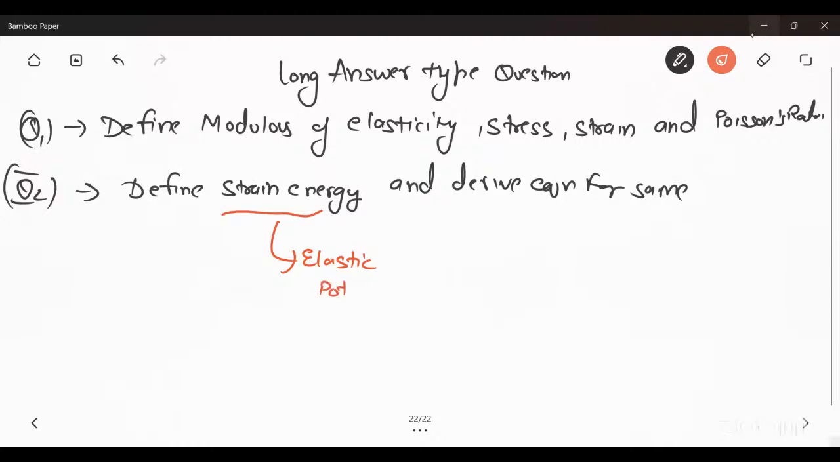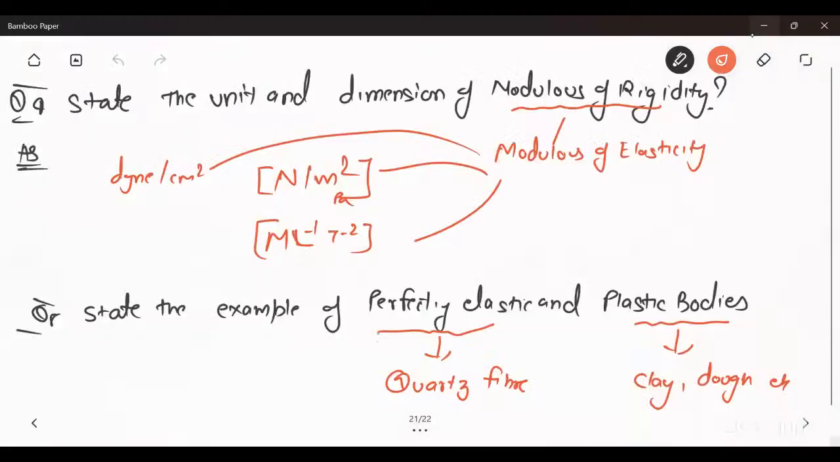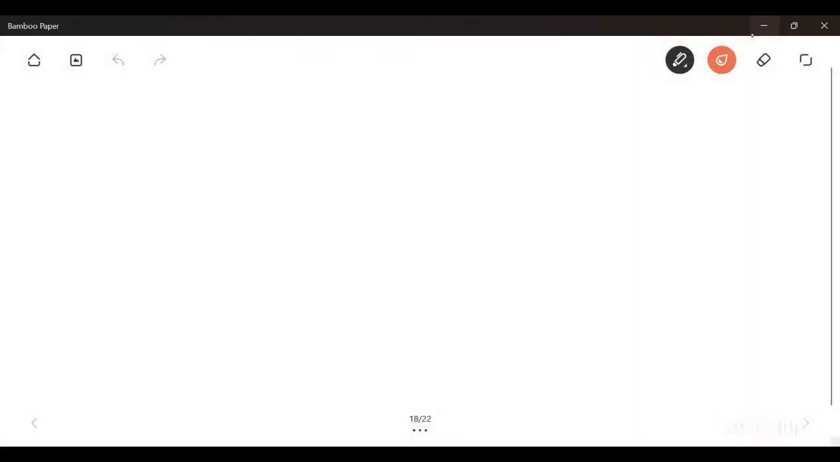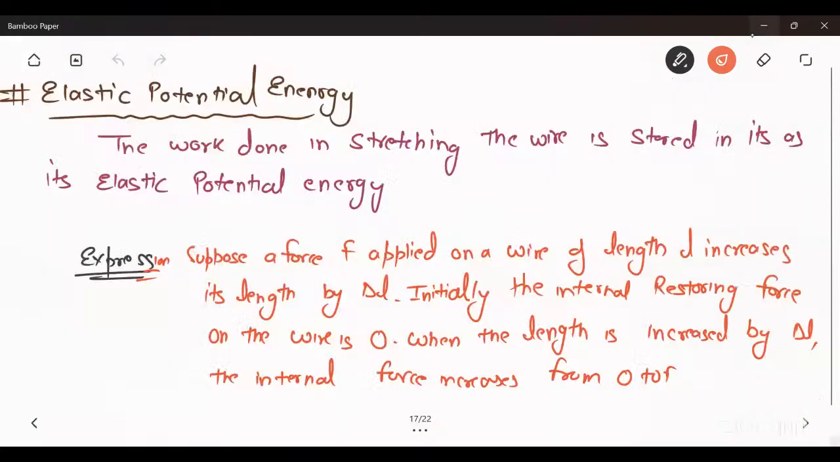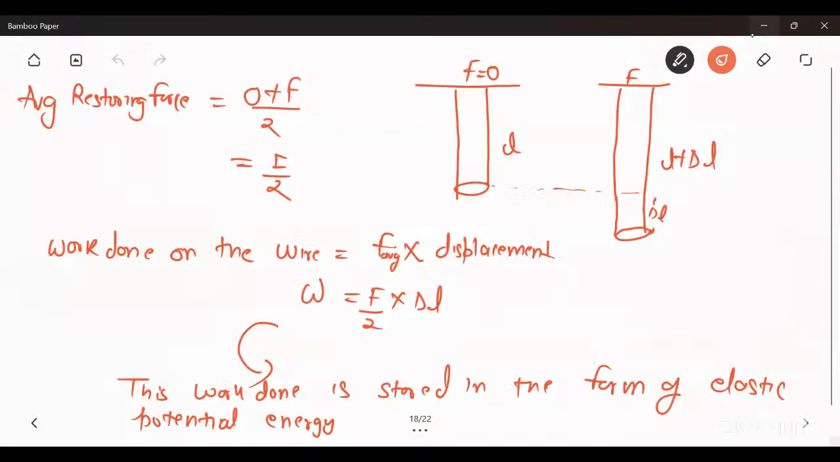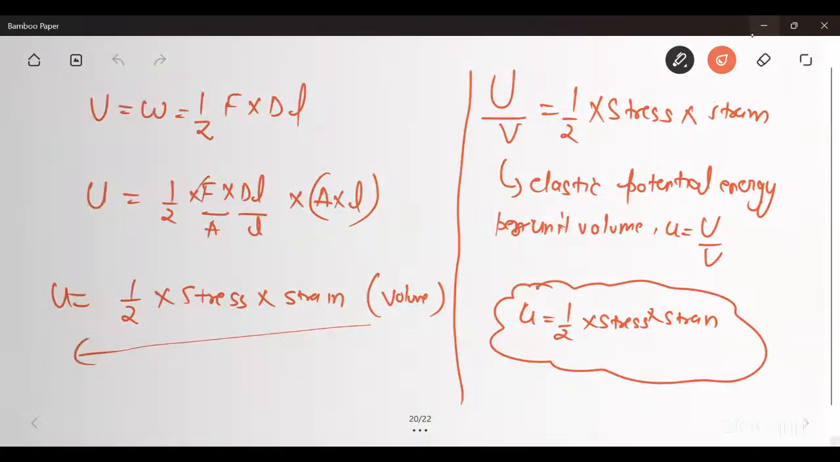I have described it in detail, what elastic potential energy is. The energy stored during the stretching of a wire is known as the elastic potential energy. And the derivation of elastic potential energy is here, where we prove the formula that the elastic potential energy per unit volume is defined as half stress into strain.